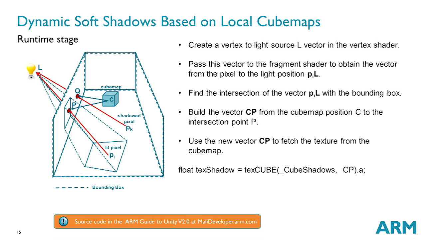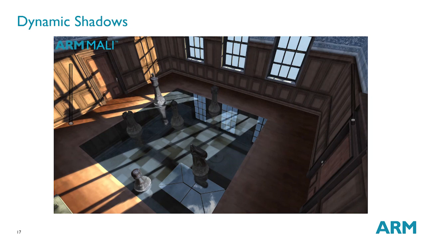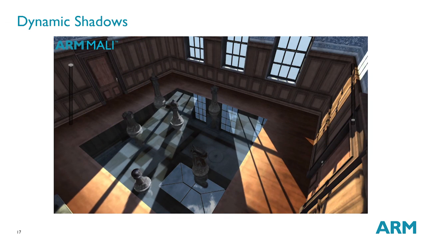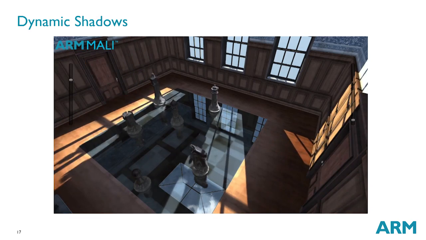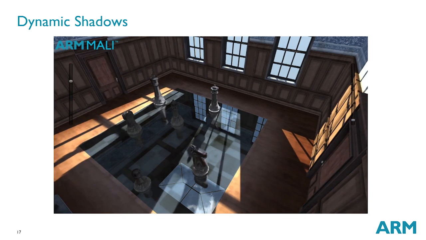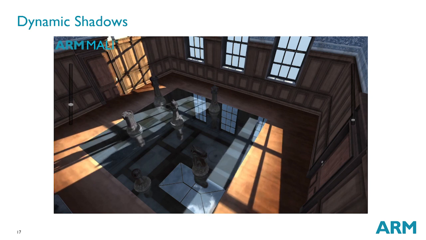So what we get at runtime, when the light changes position, is that the vector from the vertex to the light is automatically updated, and the shadows are automatically updated. And they look great just by fetching a simple alpha value from the Cubemap, from our texture.